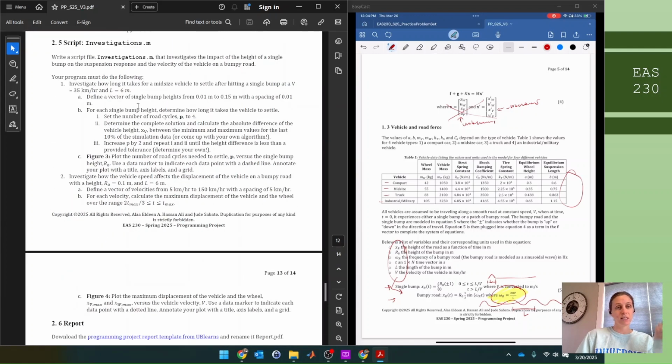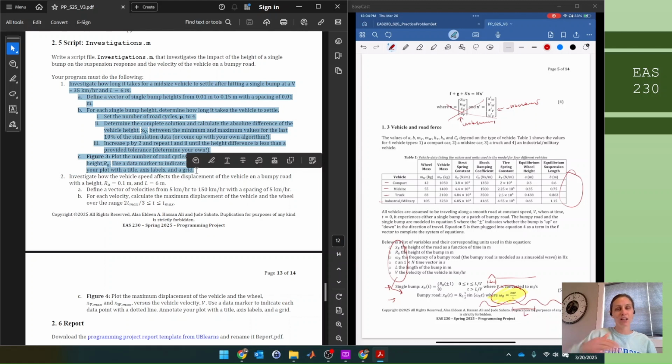The last one is investigations. And this one is a little bit more trying to play around with whatever we're looking at. So you're going to investigate how long it takes a car to settle after a single bump. So you can imagine after a car hits the single bump, it's going to go ahead and bounce a little bit and then flatten out. And we're going to figure out how long it takes to flatten out. So bump and then settle, something like that for a single bump.